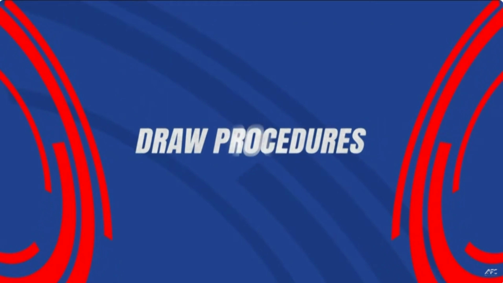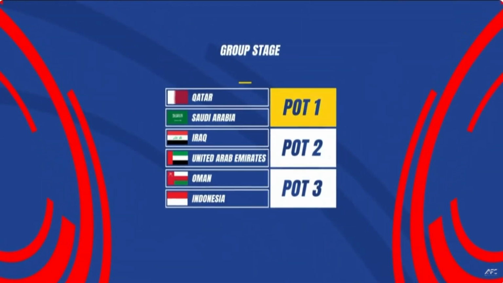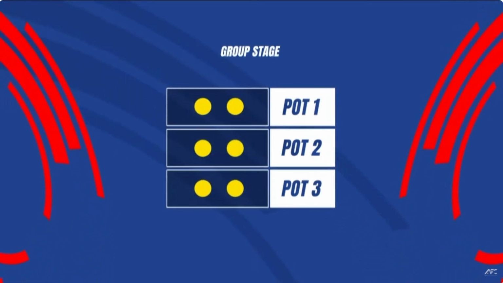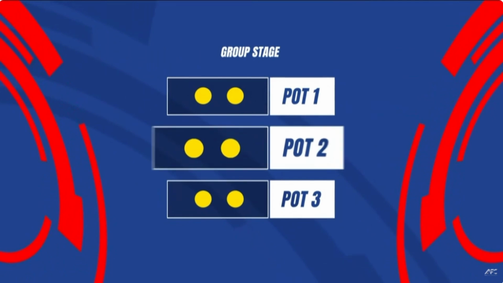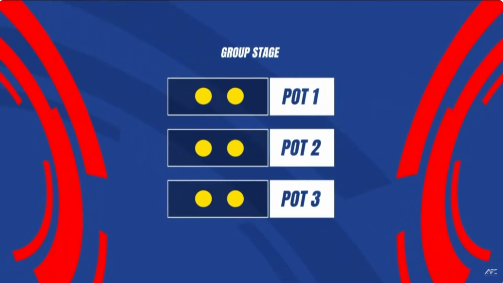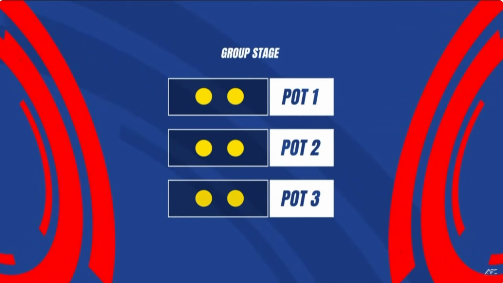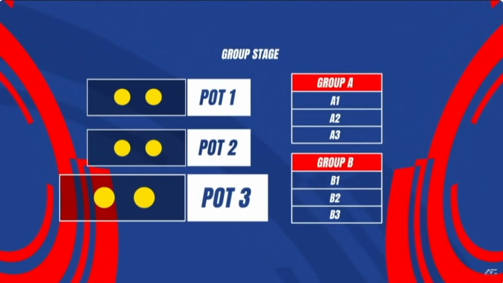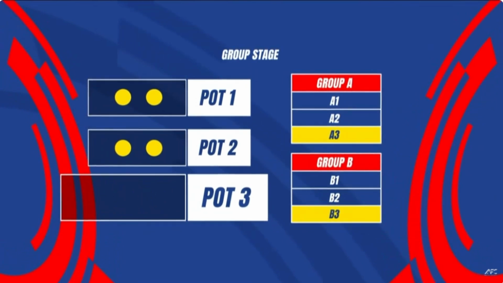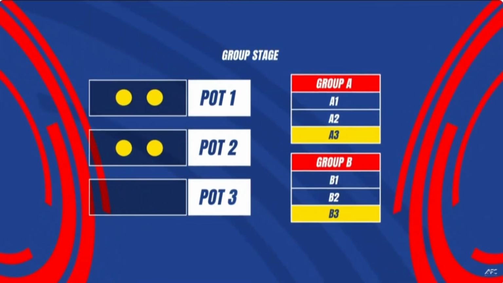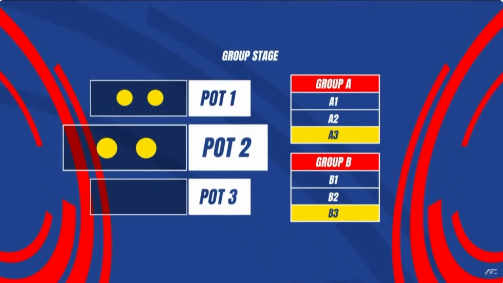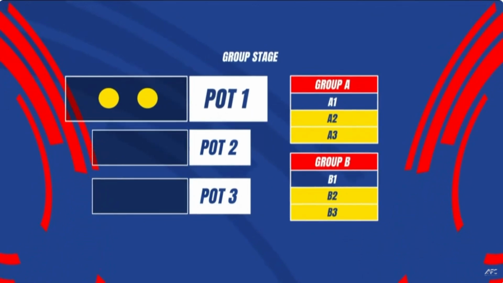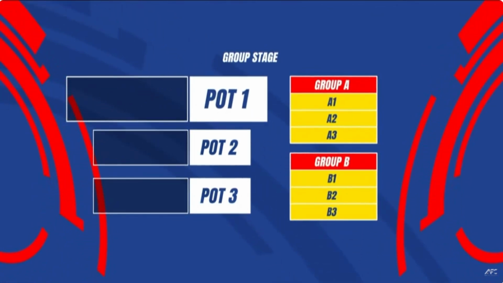Draw procedures. Group stage. 6 participating teams are divided into 3 pots as per the seeding and pot allocation principle. The draw will commence with pot 3, followed by the order of pot 2 and pot 1 to ensure that the highest seeded teams are drawn last. Each pot will be completely emptied before moving on to the next pot. Participating teams from pot 3 will be drawn into position 3 of each group in alphabetical order. Subsequently, participating teams from pot 2 will be drawn into position 2 of each group in alphabetical order. The same procedures shall apply for the remaining participating teams in pot 1.